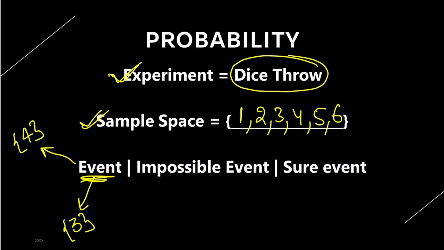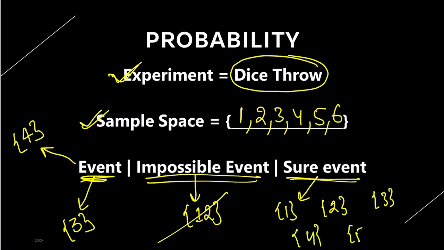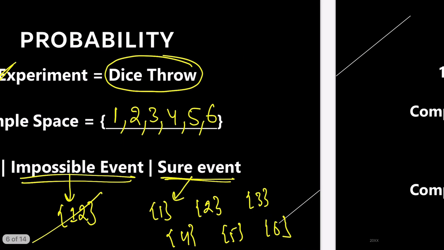That is an event. What is the impossible event in the case of a dice? Suppose number 12 coming. That can never happen, so 12 is an impossible event. What is a sure event? A sure event is number 1 coming, number 2 coming, number 3, number 4, number 5, number 6 coming. So these are the sure events, right? I hope these terms are clear. Now moving on.